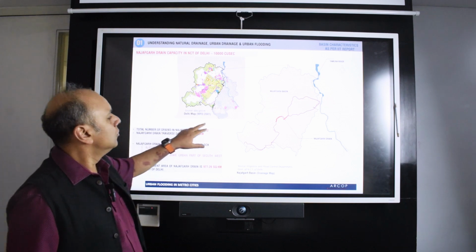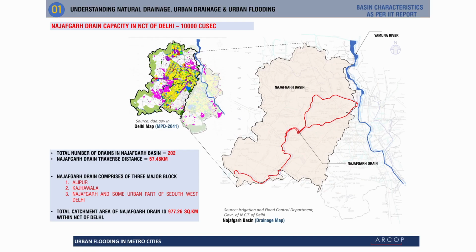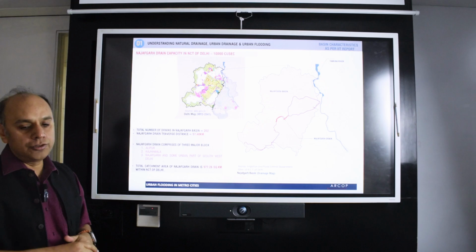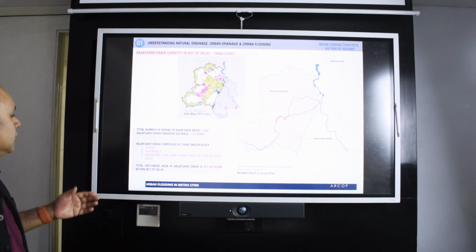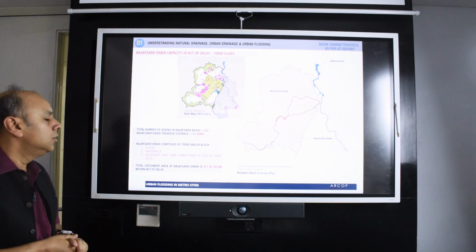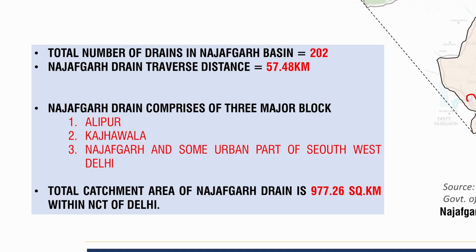So Najafgarh Basin happens to be the largest drainage basin in Delhi. Overall, if you see the slide, that's the Najafgarh drain that flows through a substantial part of Delhi and carries a capacity of almost 10,000 cusecs. Overall, the drain travels a distance of 57 kilometers. It has a catchment area of 977 square kilometers of the Delhi area that the drain caters to.